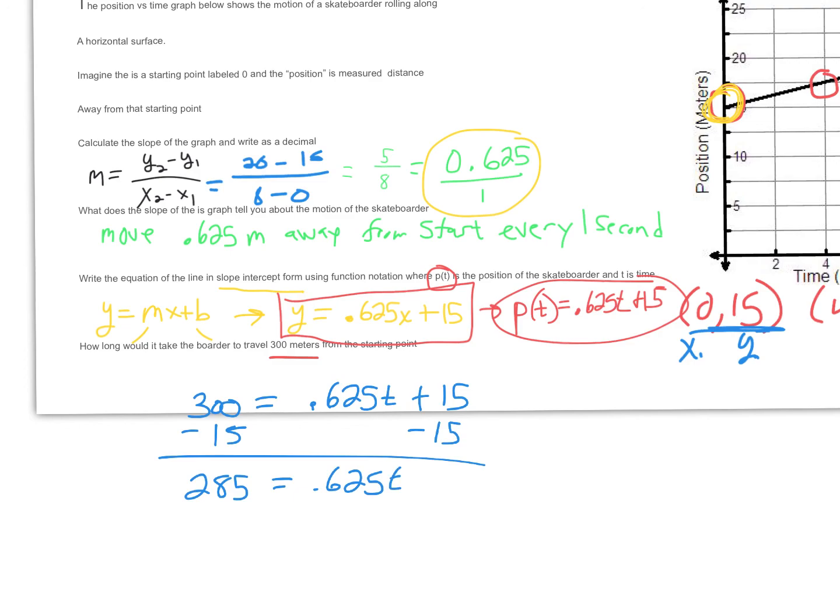Let's break out our calculators for this one. We're going to divide by 0.625.